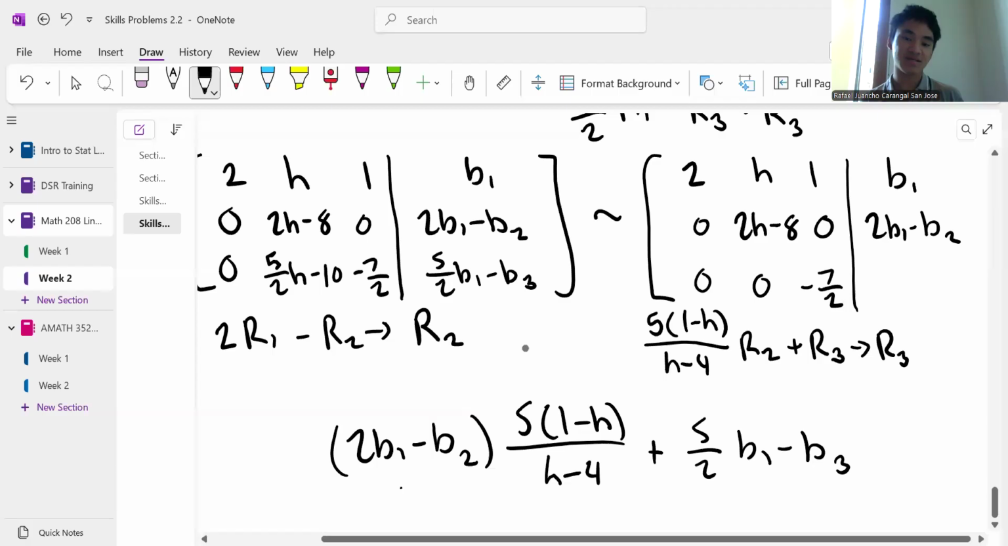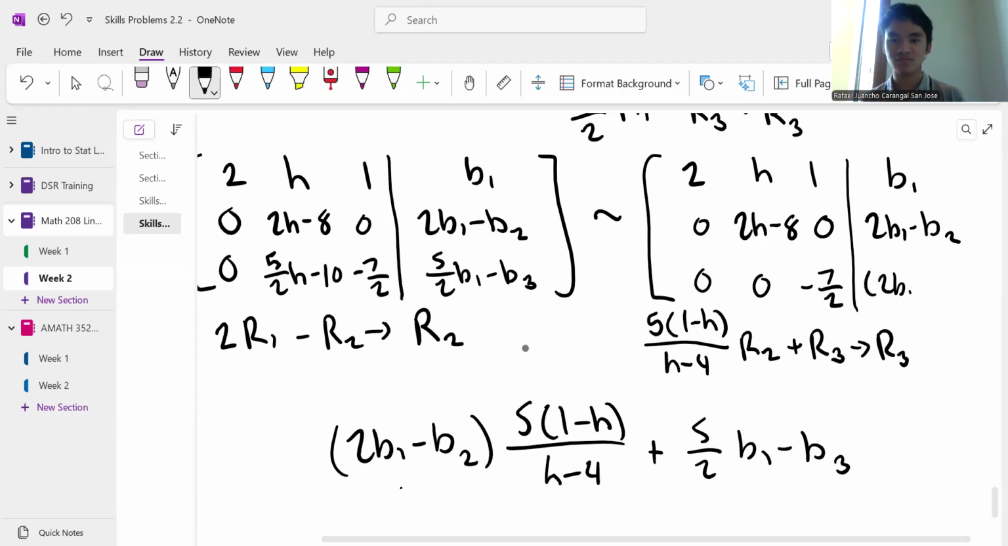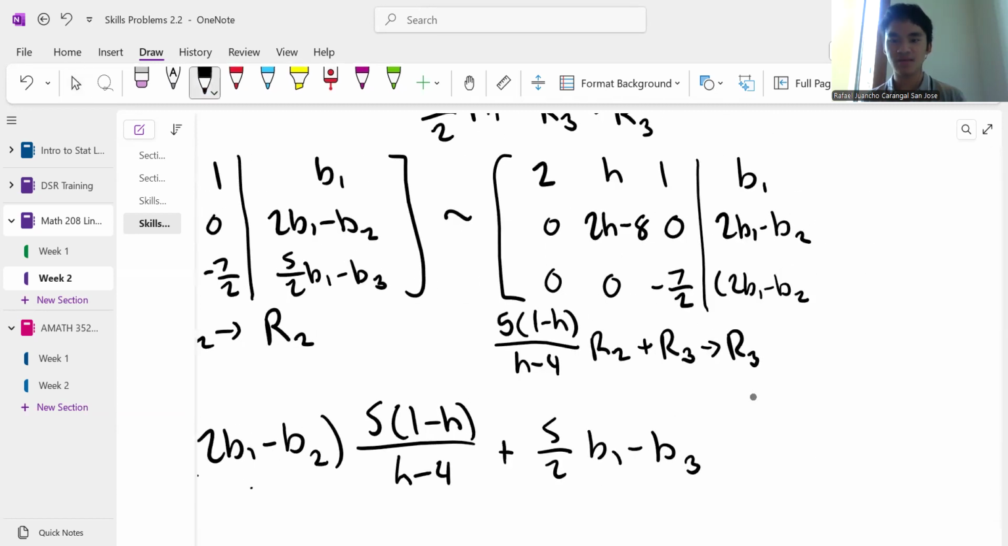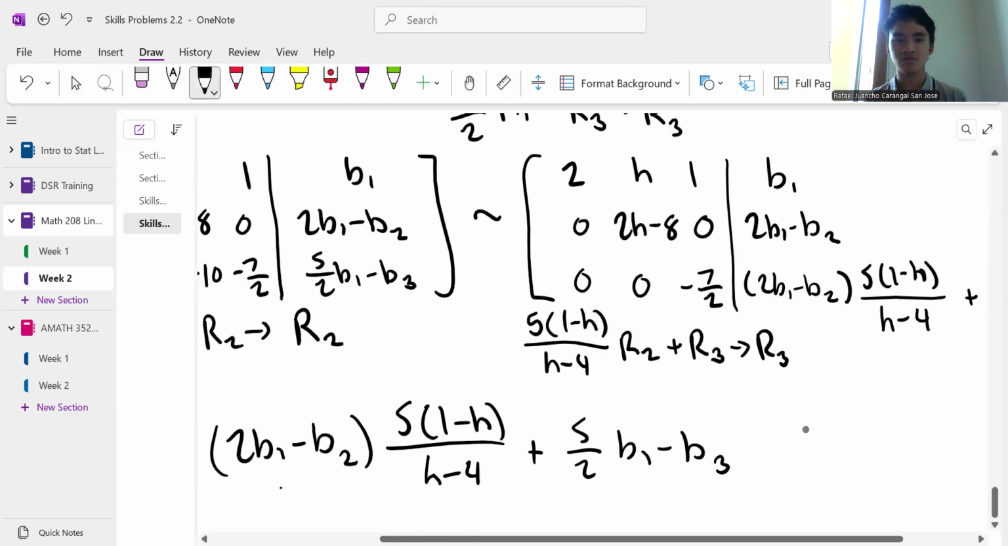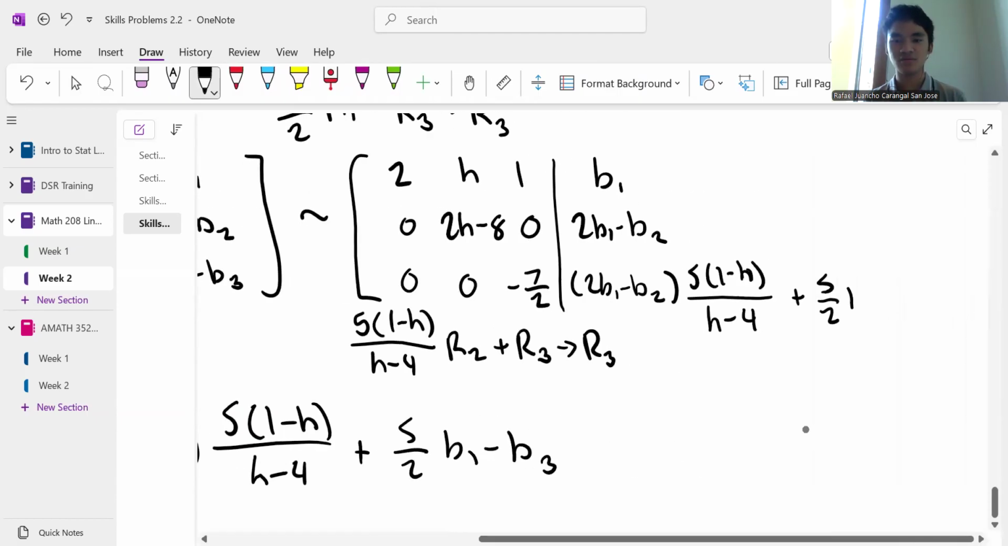But the funny thing is I can kind of see it. But here, 2b1, 5, 1 minus h, divided by h minus 4, plus 5 half b1, minus b3.